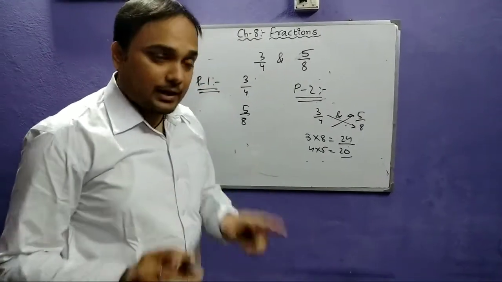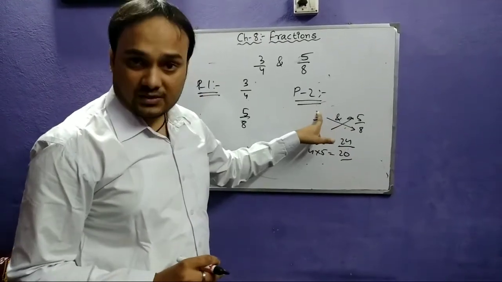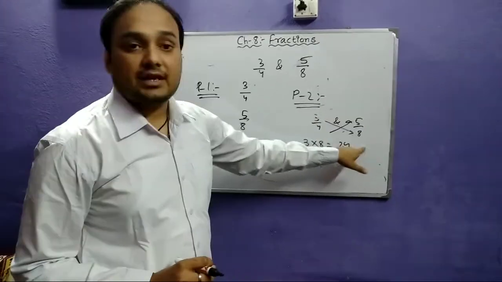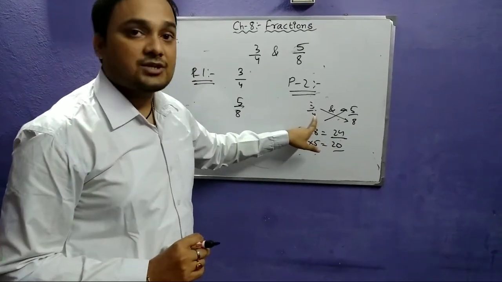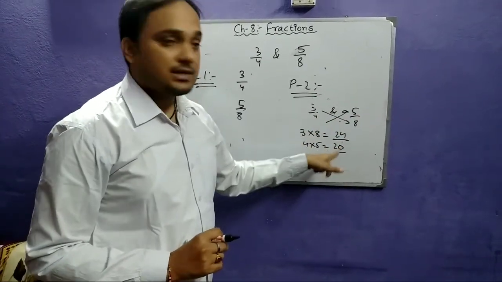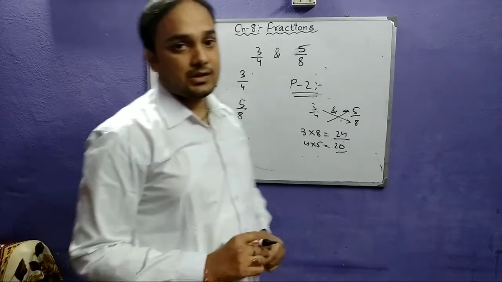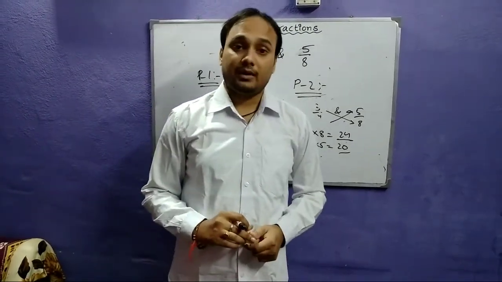Okay, so again I repeat, you will be multiplying the numerator of the first fraction with the denominator of the second fraction, that means in a cross way, and the denominator of the first fraction with the numerator of the second fraction, again in the cross way. And if the values are the same, then both are equivalent fractions, and if the values are not the same, then those two are not equivalent fractions.